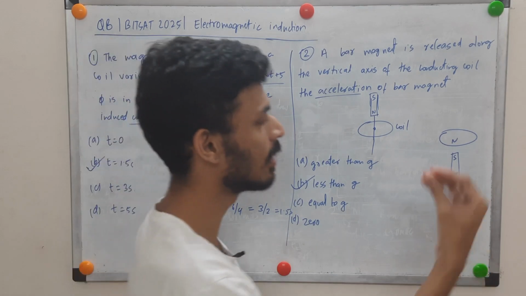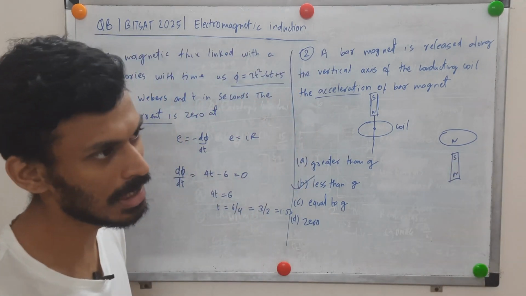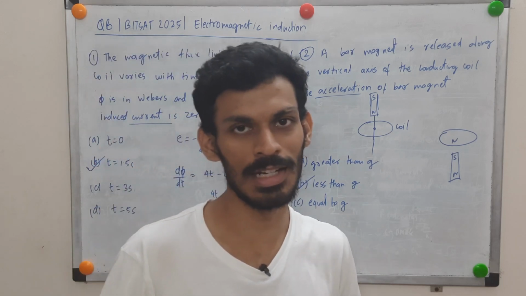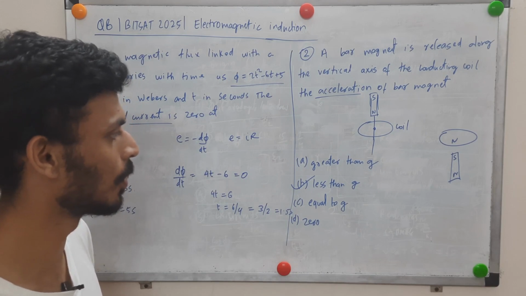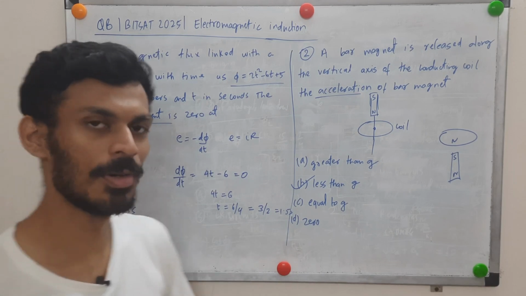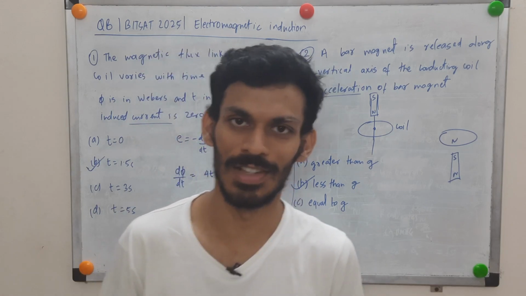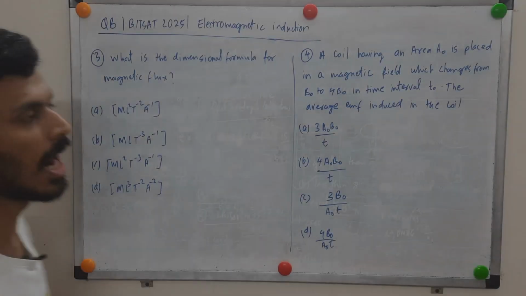So the effective acceleration, if you see, will be less than g, right? It will slow down as it is falling through the coil. You can see certain experiments on YouTube regarding this. So that's about these two questions. Over to the next, questions 3 and 4.